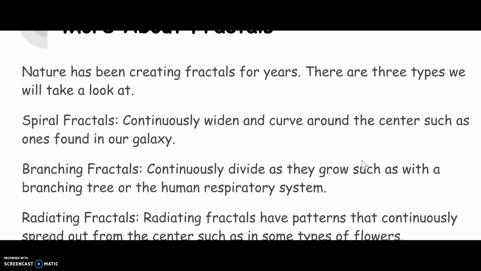So let's learn a little more about fractals. Nature has been creating fractals for years. There are 3 types we will take a look at. There's spiral fractals, which continuously widen and curve around the center, such as ones found in our galaxy. Branching fractals continuously divide as they grow, such as with the branching tree or with the human respiratory system, which we saw in the other slide. And then we have what's called radiating fractals. Radiating fractals have patterns that continuously spread out from the center, such as in some types of flowers.